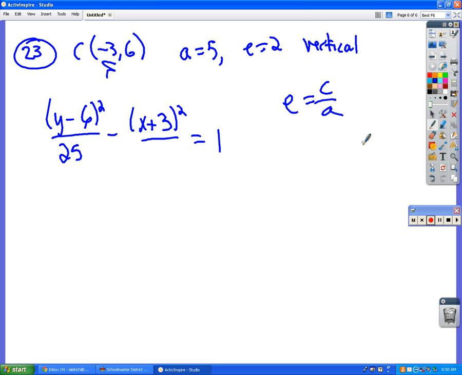This is kind of like when we were doing the slope thing. You just have to plug in the stuff that you know. E is 2, A is 5, and so that means that C is 10. Squared is 100. Then b squared is 75, because 5 squared is 25, 10 squared is 100, and 100 minus 25 is 75. You want it squared under there anyway, so you can leave it like that.